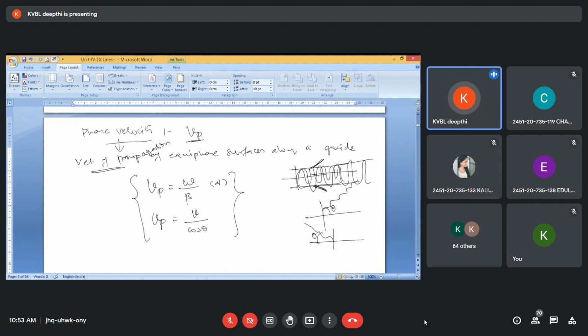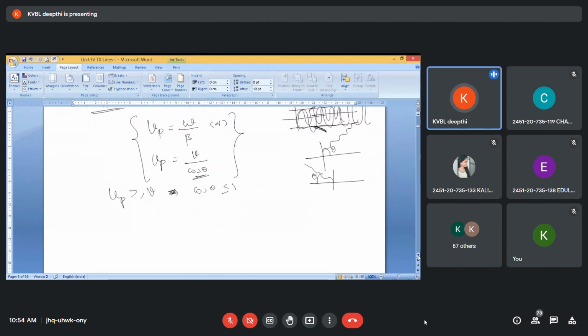But if you observe carefully, the value of this velocity Vp is greater than or equal to V. Why am I saying Vp is greater than or equal to V? Because cos theta is less than or equal to 1, right? Cos theta is in the denominator. Here we are getting the cos theta value less than or equal to 1 because it is in the denominator. For that reason, this value will be greater than or equal to V. But what is the value we have got here?